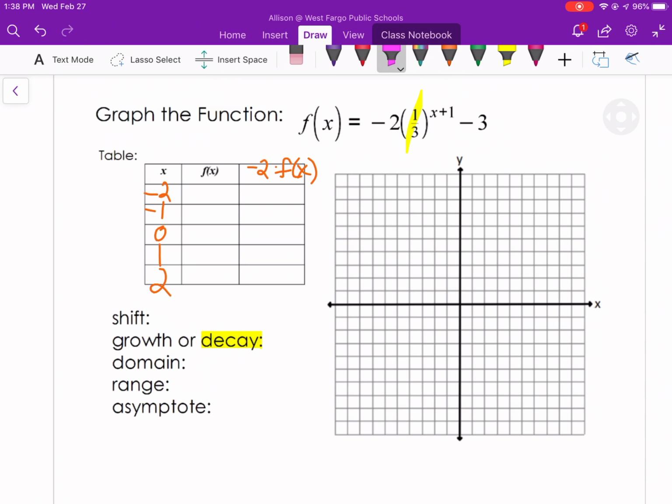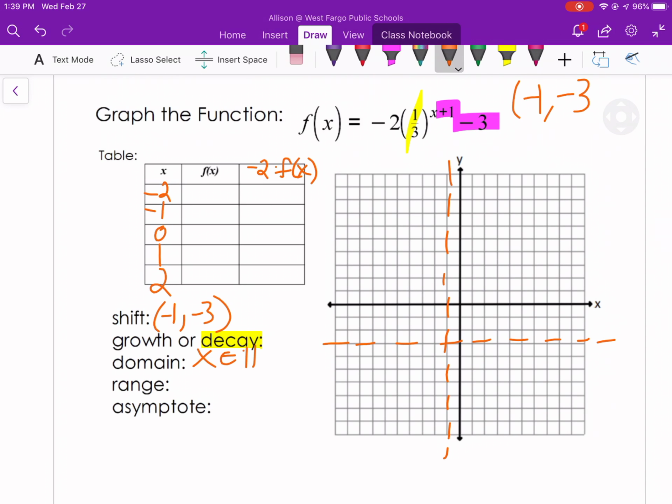The shift comes from my h and k, so these two values. It's going to be the opposite of h, so -1, and the same for k, so -1, -3. So it's going to be shifted to the left 1 and down 3. So shift the whole graph to the left 1, and then we shift it down 3. Domain will be all real numbers. We can fill that in right now.